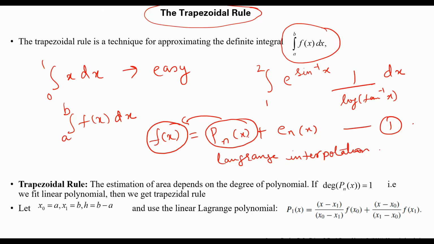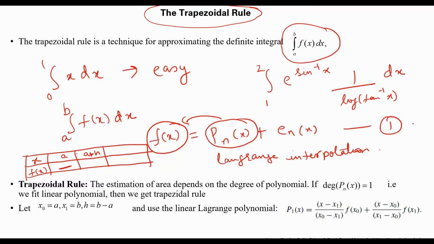Since you have f(x), you can make a table, and for different values of x you can find the values of f(x). Like if you have this integral, you can take a and find the value of f(x) at x equal to a, then take h as an equal spacing and find f(x) at a plus h, then a plus 2h, and so on. So we have different schemes depending upon the number of points you are taking.